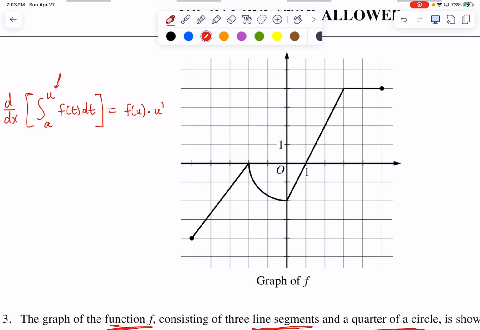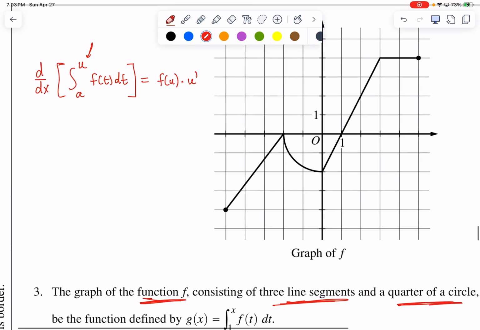Okay? But sometimes it's not an x. We're going to see in a minute. I think it's probably going to be an x. And then that's part 1. That's FTC part 1. I'm telling you right now, people, you got to be able to do that. Okay, it's going to come up.